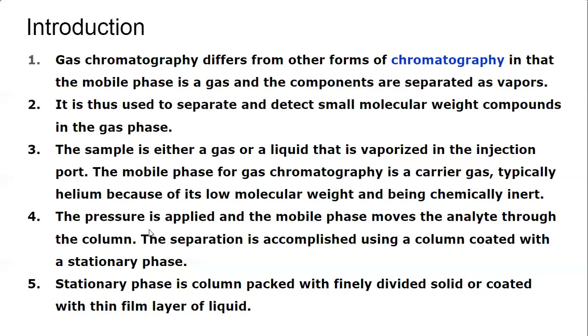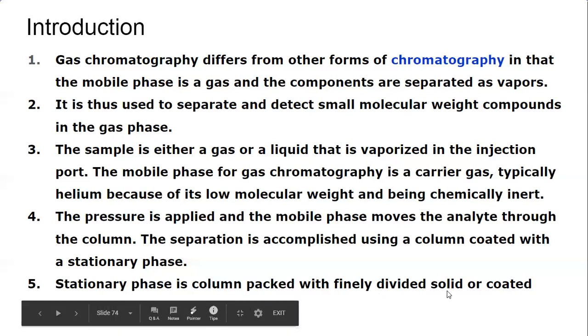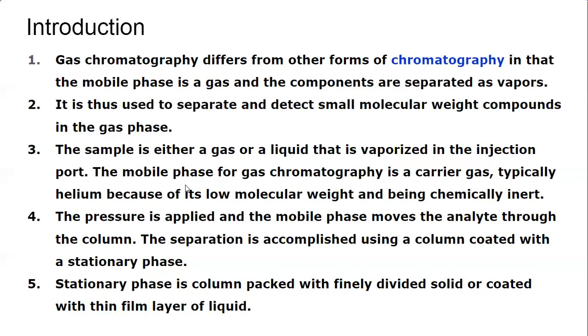A stationary phase column is packed with finely divided solid or coated with a thin film layer of liquid. So again, gas chromatography is classified based on the physical state of the stationary phase. It can be gas solid chromatography or gas liquid chromatography. If our column is packed with finely divided solid, then it is referred to as gas solid chromatography.